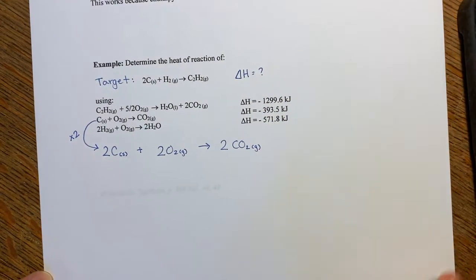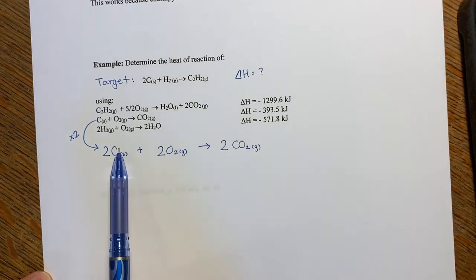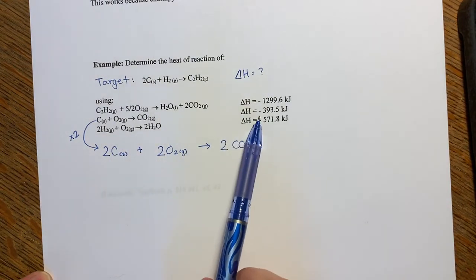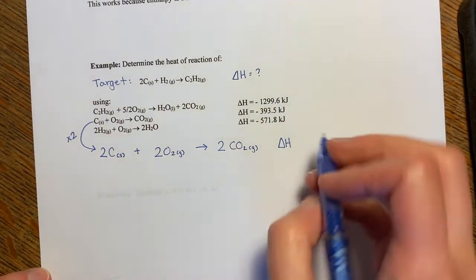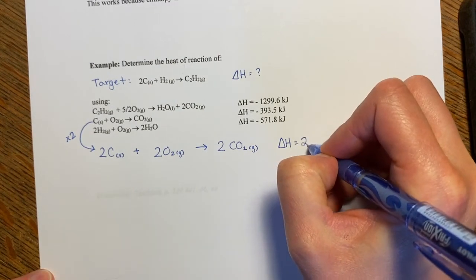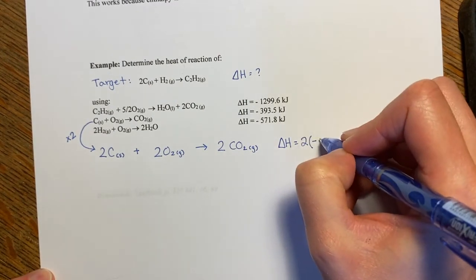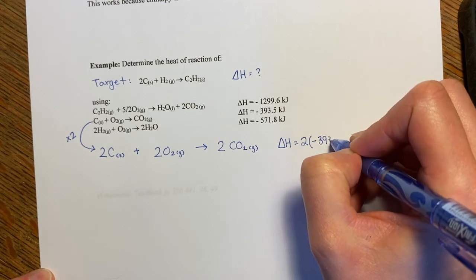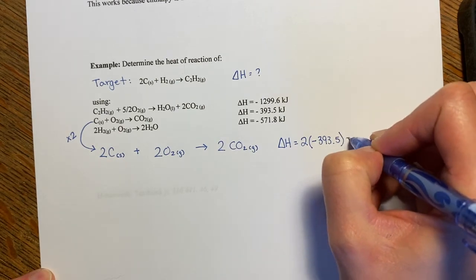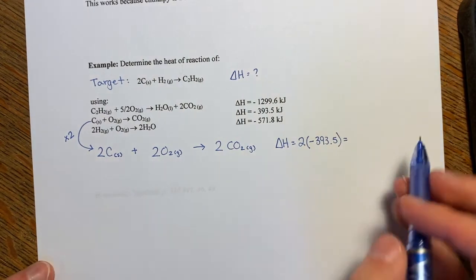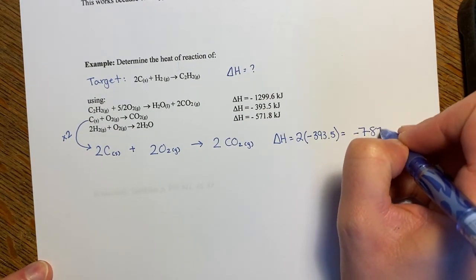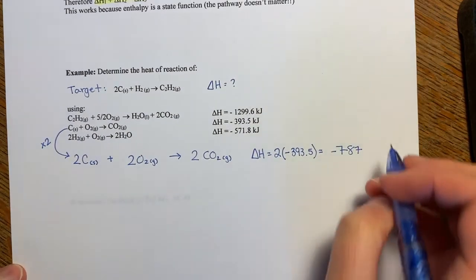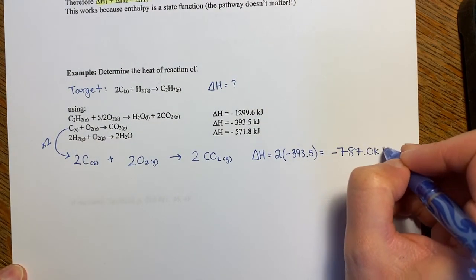Now remember, anything that we change about our equation, we have to also look at how it's going to change our delta H value. So now the new delta H for this reaction is going to be equal to 2 times the original, so that negative 393.5. So we're going to multiply that by 2. That's going to give us negative 787.0 kilojoules.